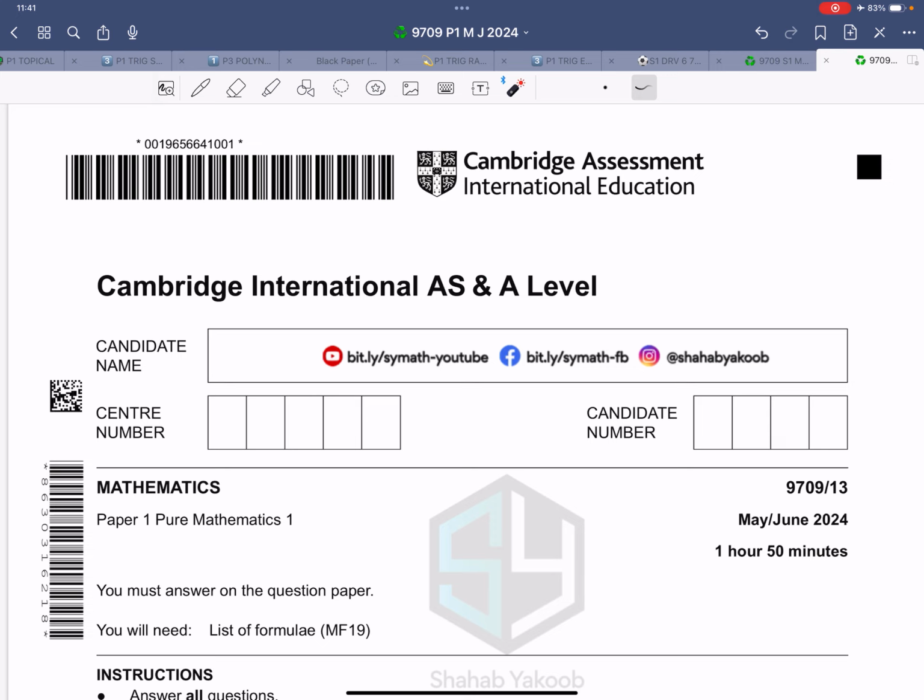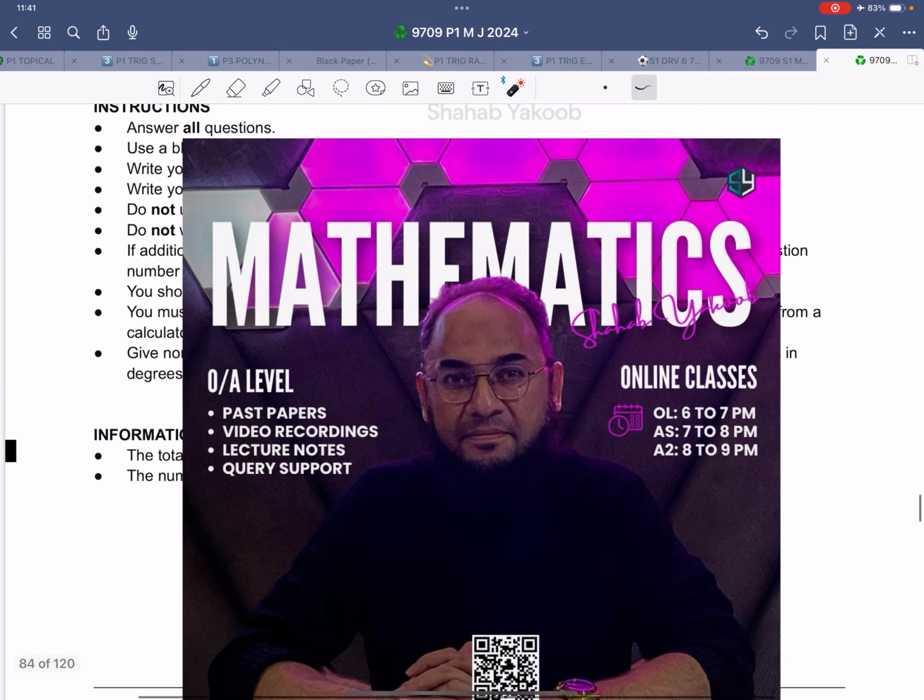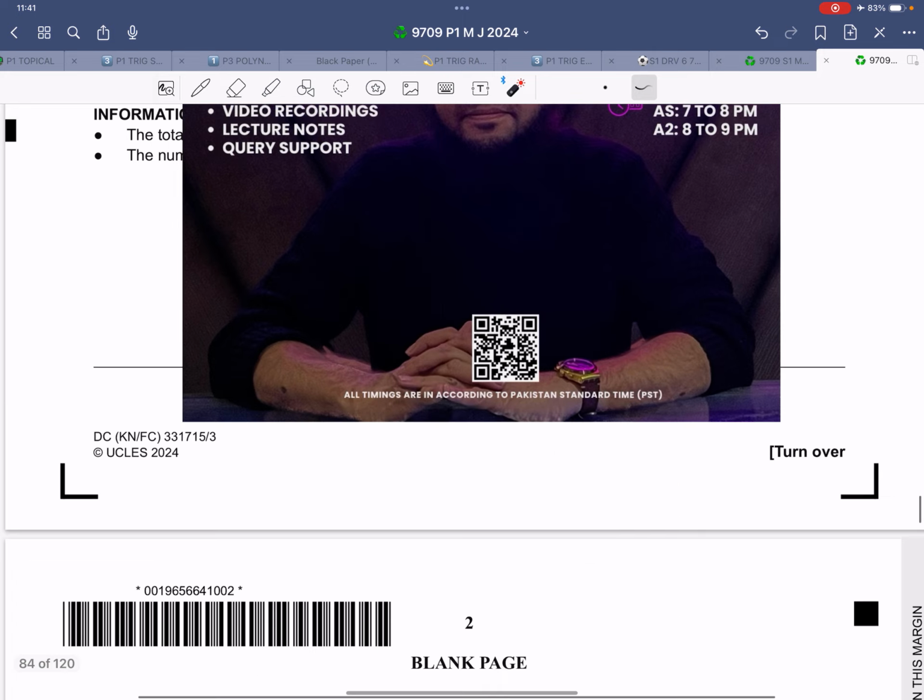So now in today's class or lecture, what will you see? You will see the solved paper related to P1, Pure Maths 1 that is, and it's of the session May-June 2024. This is variant 1.3. So let's get started with this.